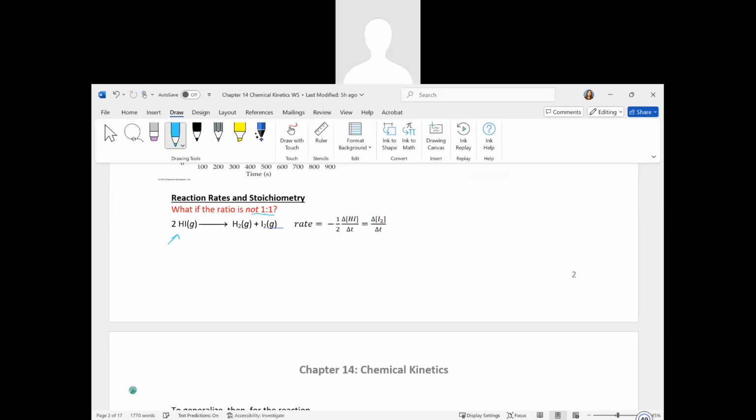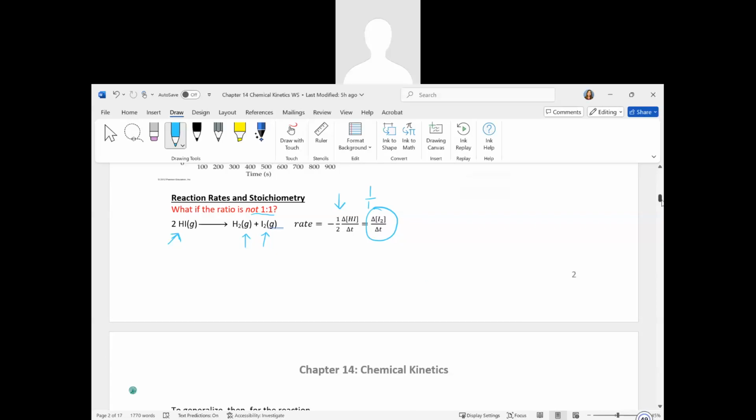We see a 2 coefficient in front of this HI gas, and then we have 1s in front of our H2 and I2 gas. For the rate of disappearance of our reactant, we would place 1 over the coefficient of HI and include that negative symbol in this rate equation, with the change in concentration over change in time. And if we're relating it to the appearance of I2 gas, no fraction is needed because it would be 1/1, since the coefficient is 1.